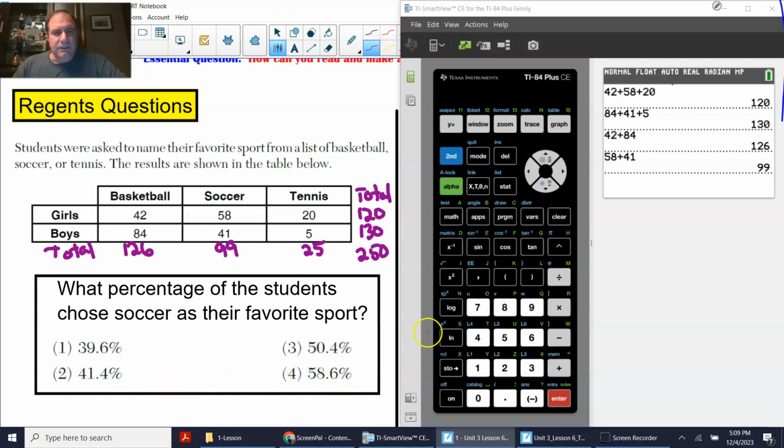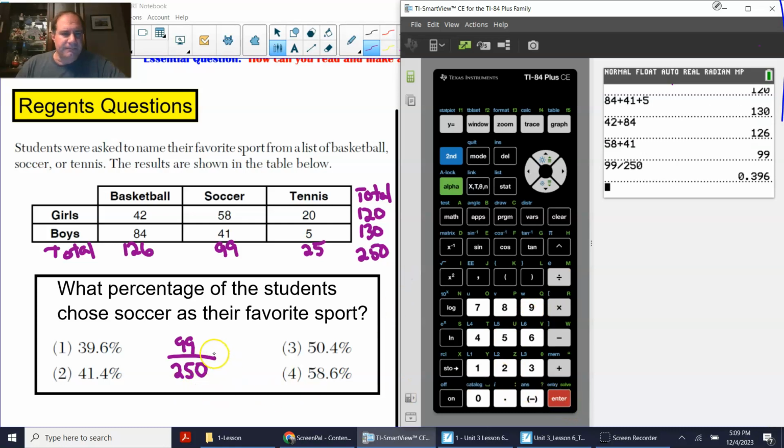So it works out. What percentage chose soccer of all the students? So 250 students in all, and out of all the students, 99 of them, which is pretty substantial, chose soccer as their favorite. So this is 0.396. If you move that decimal over, you get 39.6%, and that is that.